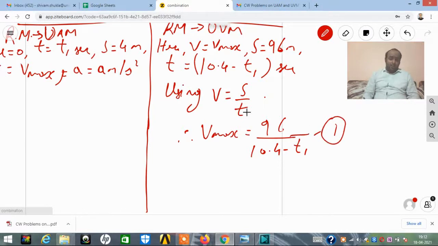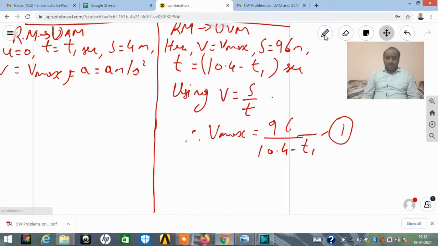Friends, since we have got this equation in terms of Vmax and T1, definitely over here we should also get an equation in terms of Vmax and T1 itself. So let us see how we get that. It's a challenge for us. But friends, if we had applied the equations of uniform acceleration motion first, things would have been difficult. So let us just proceed with this now.